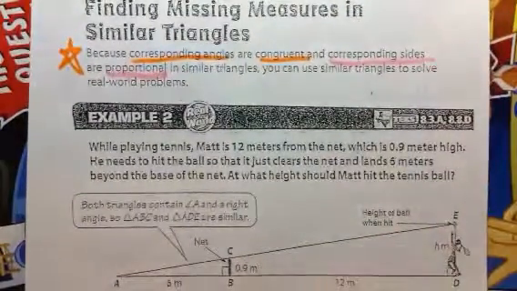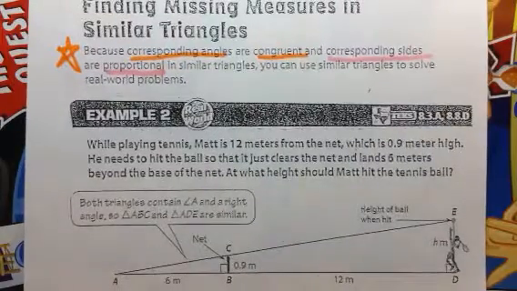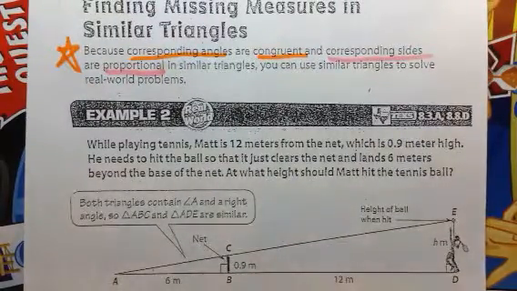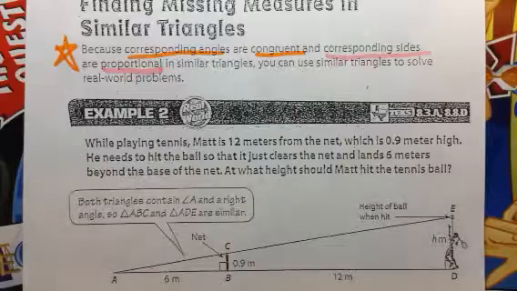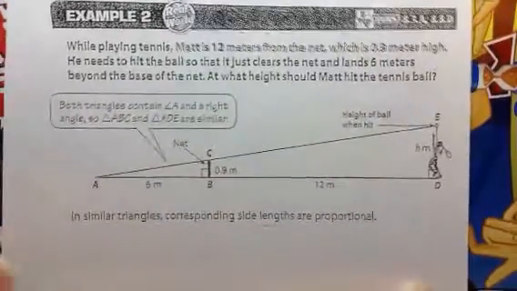So if I have 3 out of 4 sides on 2 different similar triangles, that means I can set up a proportion because the sides grow proportionally, and I can solve that for a missing side. So here's an example of what the problems will look like.